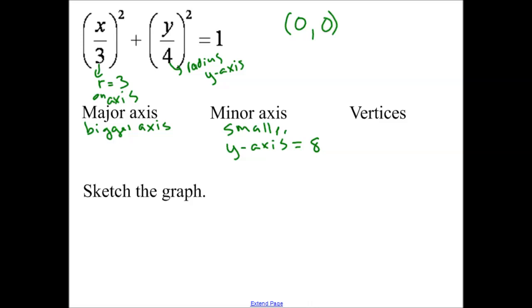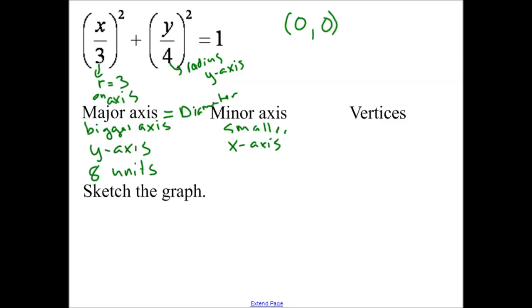Sorry, I put that in the wrong spot. The major axis would be the y-axis, which is 8 units long. Because when we're talking about axis, we're really looking for the diameter, basically. And so the minor axis would be the x-axis, and it is going to be 6 units long.